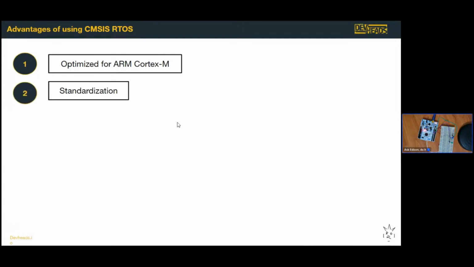Then standardization. I find that the CMSIS-RTOS provides a standardized API that is consistent and also compatible across different real-time operating systems. This makes it easier to port applications between different RTOS and also reduces the learning curve for developers.